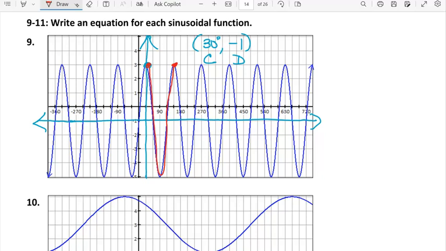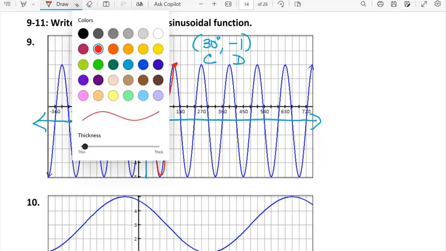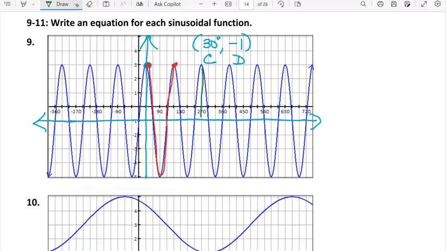Next, I need to find maybe the amplitude. The amplitude, remember, is that vertical distance from the middle y value up to the top value. That distance right there is 4, so it looks like our a value is 4.